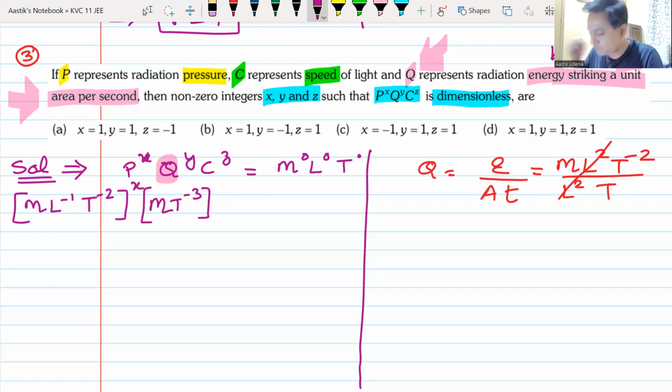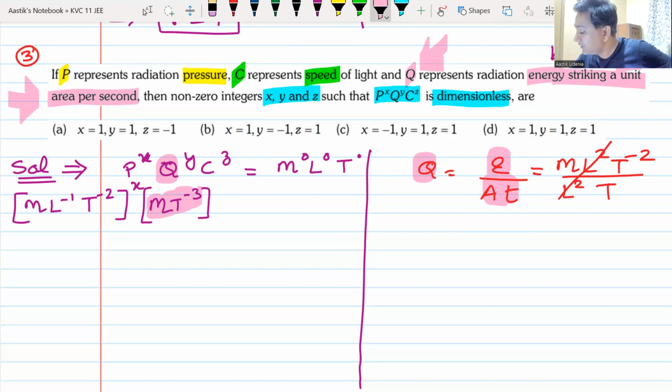Do we understand this? Yes or no? Q is M T minus 3. Can I have raised hands from everyone that we understand this? Yes, sir. Realize the mistake that we might make in the examination hall of not reading the question carefully.